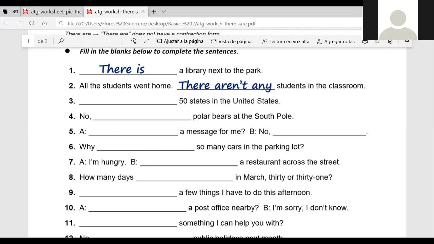¿Cómo completaríamos la número 3? 50 states in the United States. There are. There is. Are, perdón. Okay, there are, porque está en plural, 50 estados. There are 50 states in the United States. So, en su cuaderno solo escriban la respuesta. Number three, there are 50 states in the United States.